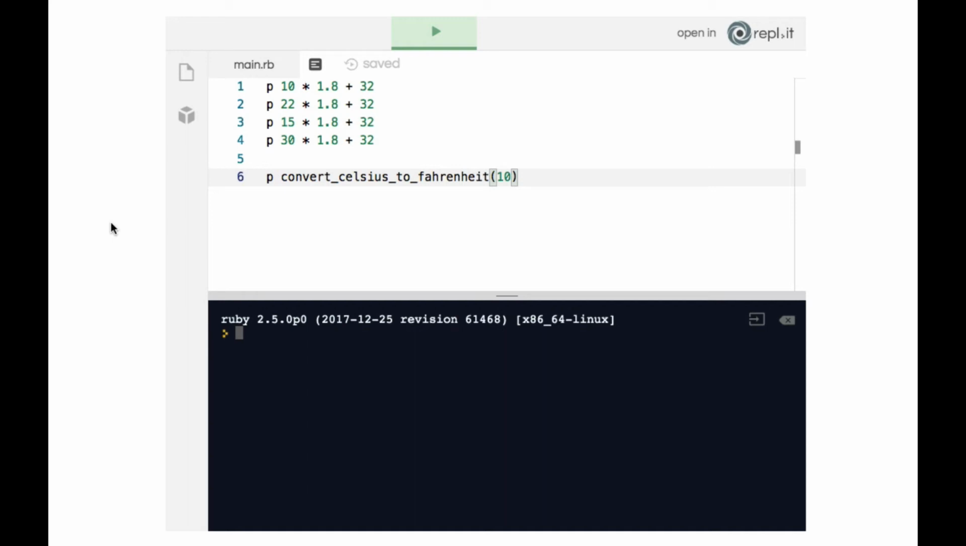Now, of course, Ruby has no idea what we mean when we say convert Celsius to Fahrenheit. We would have to somehow communicate to Ruby what the logic, what the formula behind convert Celsius to Fahrenheit would be. But we can do this with something called a function. In the next lesson, we are going to introduce the concept of functions.